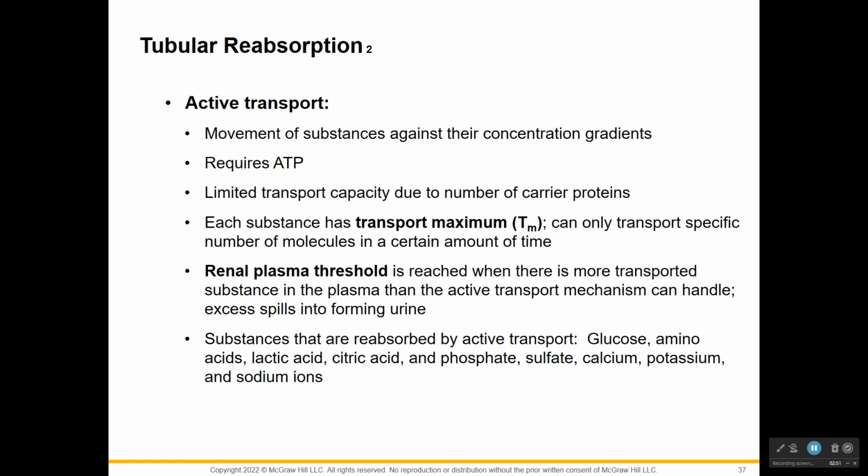What's going to happen is ATP is going to bind to one of these pumps, these carrier proteins, and that energy is going to allow these pumps to move specific material up their concentration gradient. The more proteins you have to do that, the more transport you can do. Each substance also has a transport maximum. And so what this says is you can only transport a specific number of molecules in a certain amount of time.